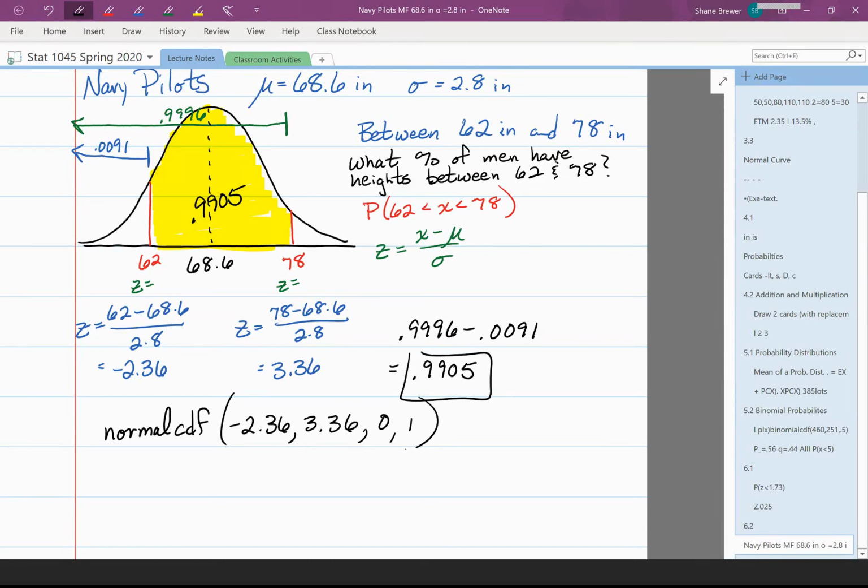How did I get the 0.9996? You look up the z-score of 3.36 in the table. You look that up in the table, and that gives you the area to the left. 3.36, 0.9996. Okay.